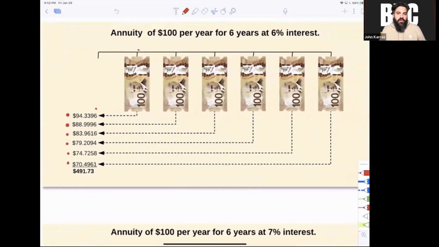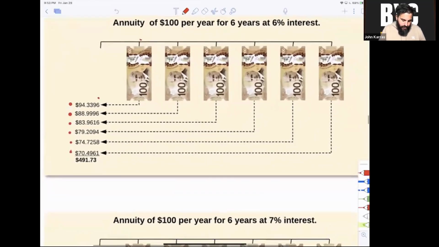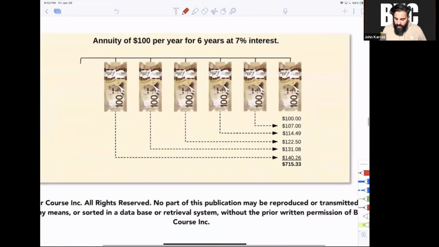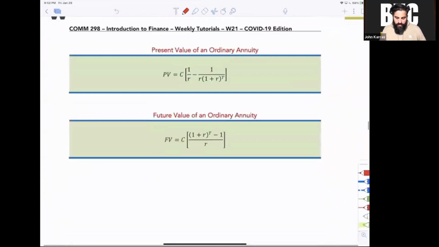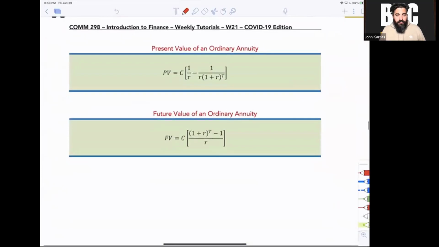But it would take forever to solve that question in this way. What if there were 20 payments? What if there were 100 payments? So of course, we're not going to do it that way. To find the present value of all the payments in one shot, or to find the future value of all the payments in one shot, you're going to use these two formulas.